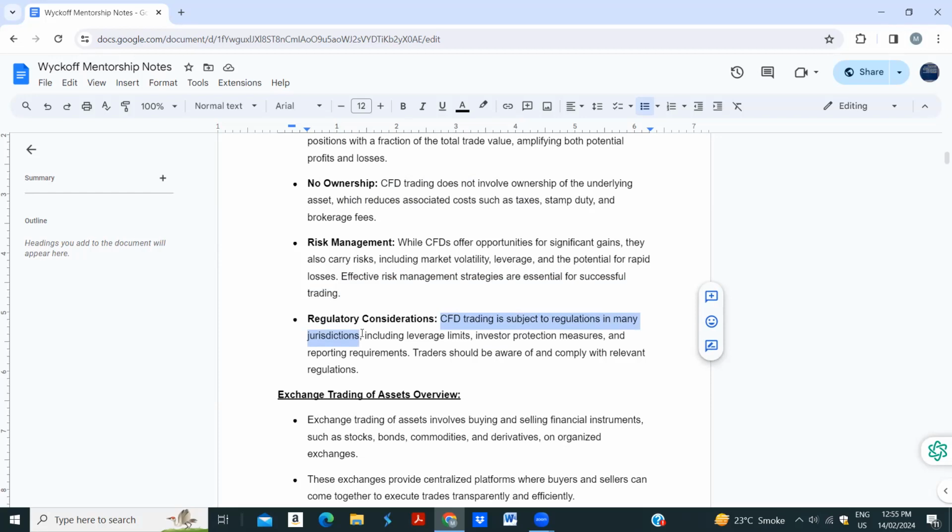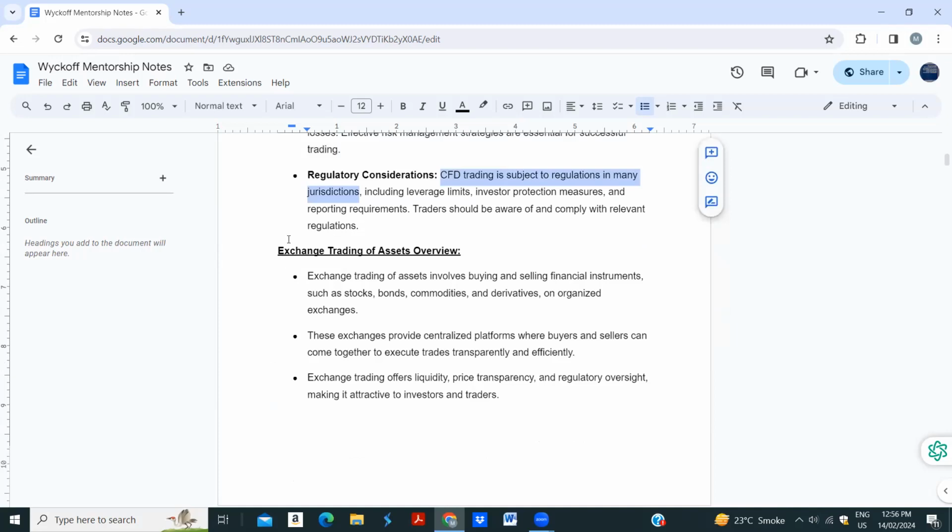In some other jurisdictions, the leverage may go up to 100x, 200x, even 500x, and sometimes even 1000x. Depending on the jurisdiction, you can have a good amount of leverage. Okay, you can utilize the leverage according to the jurisdiction. Okay, so exchange trading of assets review.